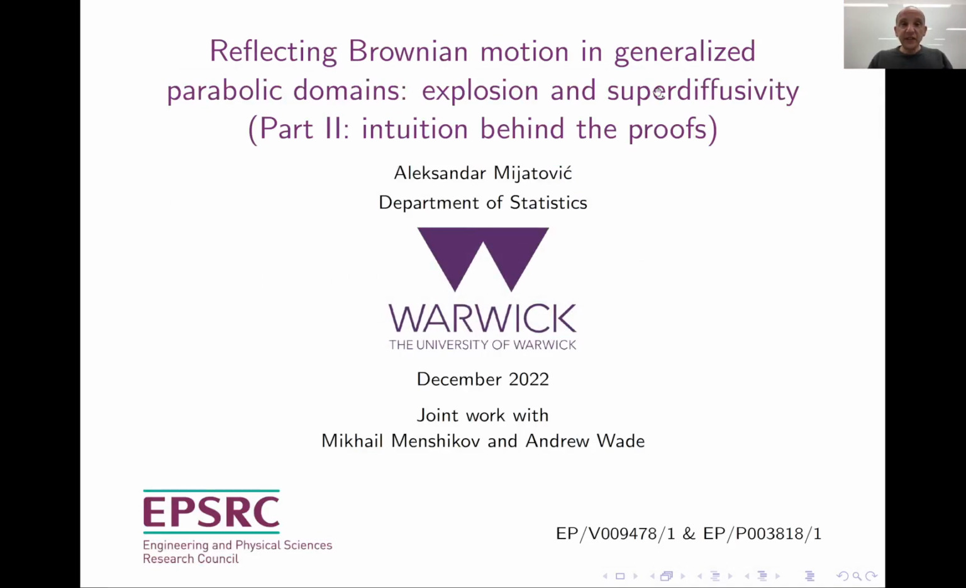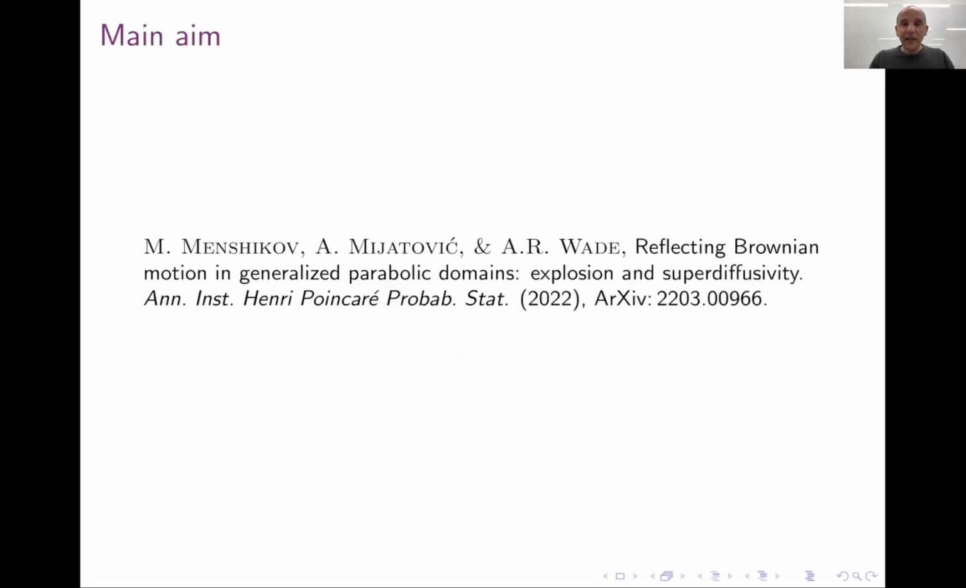Hi, in this video I will discuss why oblique reflection of Brownian motion in a generalized parabolic domain leads to either explosion or superdiffusivity. Okay, so this is part 2 of the presentation. In the first part I discussed this result and gave examples to see what the consequences are. But my main aim here is to make it easier to read the proofs in this paper, explain some ideas behind that go into the proof, and say something about the structure of the proof in general.